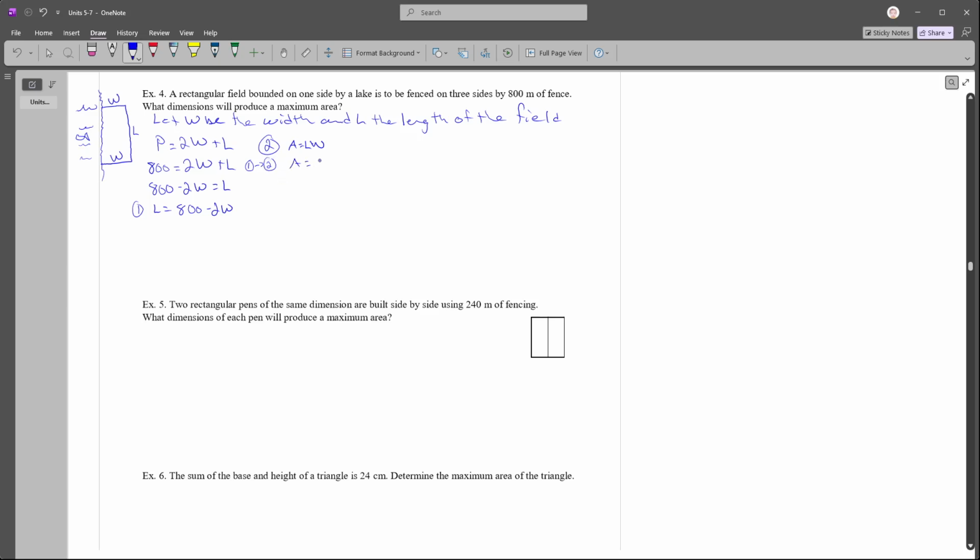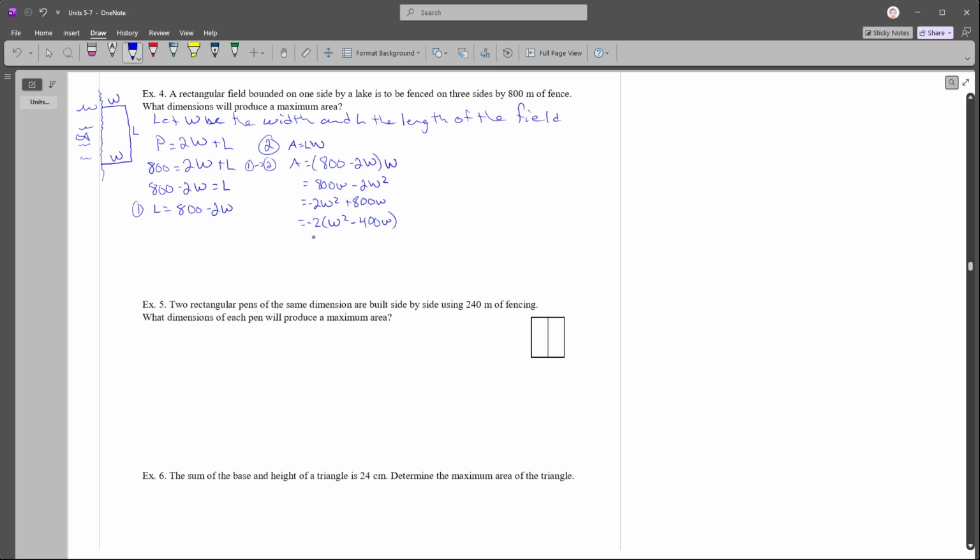So we have area is equal to our length, which is 800 minus 2w, and we're going to multiply that by w. Now we expand, just like before. 800 times w is 800w. And then minus 2w times w is minus 2w squared. We're going to reorder this. So we have minus 2w squared plus 800w. And now we're going to factor out a, which is negative 2. So we have negative 2, and over here we're just going to have w squared minus 400w.